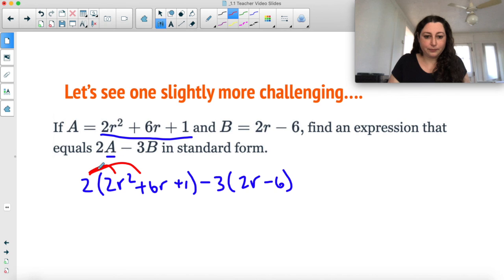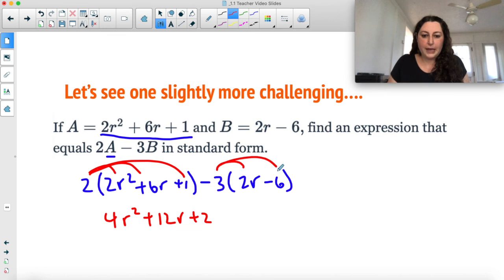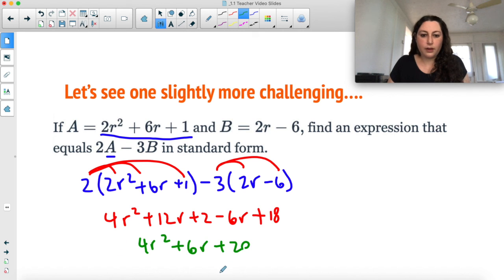Okay, now it's just a problem, just like the one we just did. Distribute the 2. So you get 4r squared plus 12r plus 2. And then distribute the negative 3. So that's negative 6r plus 18. And lastly, combine like terms. There's only one r squared term. 12r minus 6r is a positive 6r. And 2 plus 18 is 20. So that would be the answer in standard form.